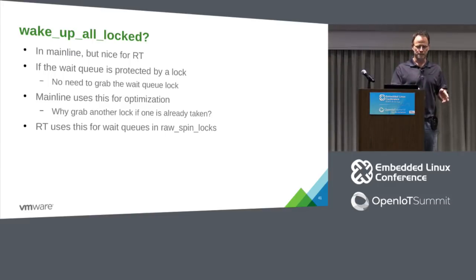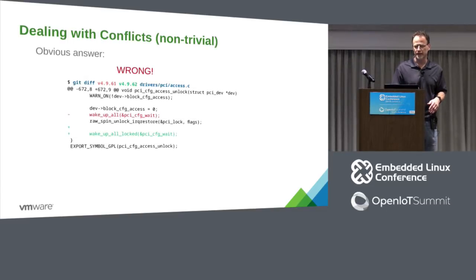It's a sleeping lock. Mainline uses this for optimization because if you could say, hey, I have a lock that protects a work queue, why do I go and use the work queue lock as well? Well, here's the thing. If you go back and look at what it did, you notice that there's a raw spin lock there. Now, a raw spin lock does not get converted into a mutex. It stays a spin lock, just like it is in mainline. It disables preemption. It's a spinner. It doesn't sleep. Well, wake up all has a queue lock that's a spin lock.